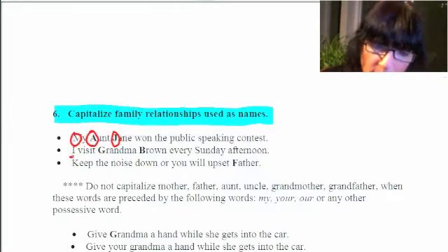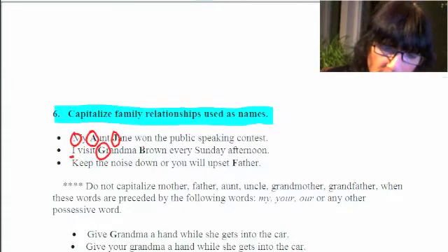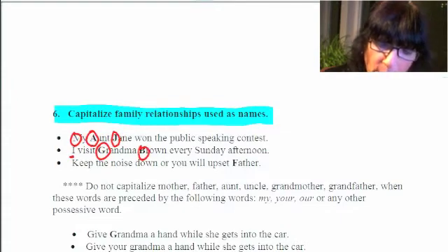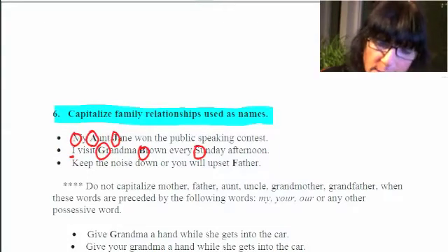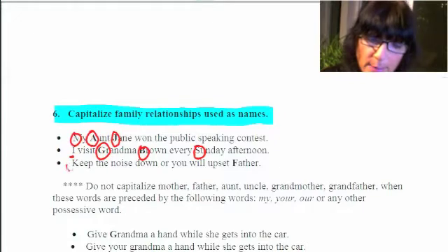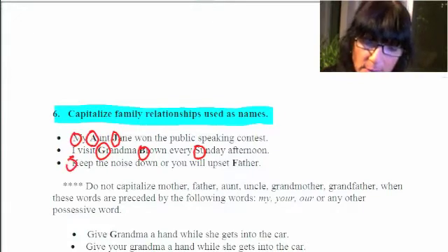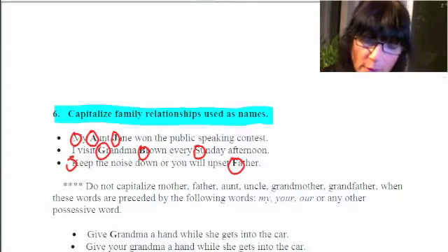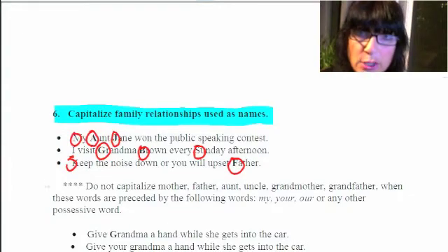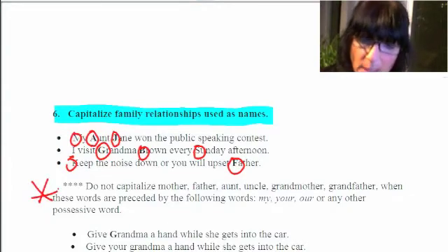The second example, I visit Grandma Brown every Sunday afternoon. Well, you always start with a capital. And her family relationship, her title name is Grandma, and her last name is Brown, so those are capitalized. And all days of the week are capitalized. In the last example, keep the noise down or you will upset father. Keep is capitalized because it's the beginning of the sentence. And you'd capitalize the F in father because that's his family relationship. You're using it as a name and it's your family relationship with him.